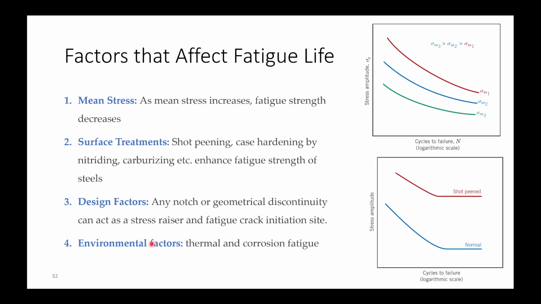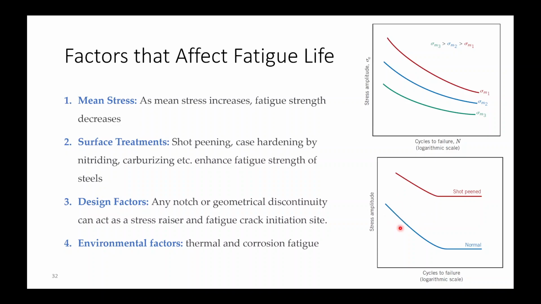Fourth is environmental factors. So, there can be thermal fatigue or corrosion fatigue, where your temperature will aid the fatigue, and in case of corrosion, your oxidizing environment can lead to aiding of fatigue. Now here we can see that shot peened material has shown better fatigue strength compared to normal steel.